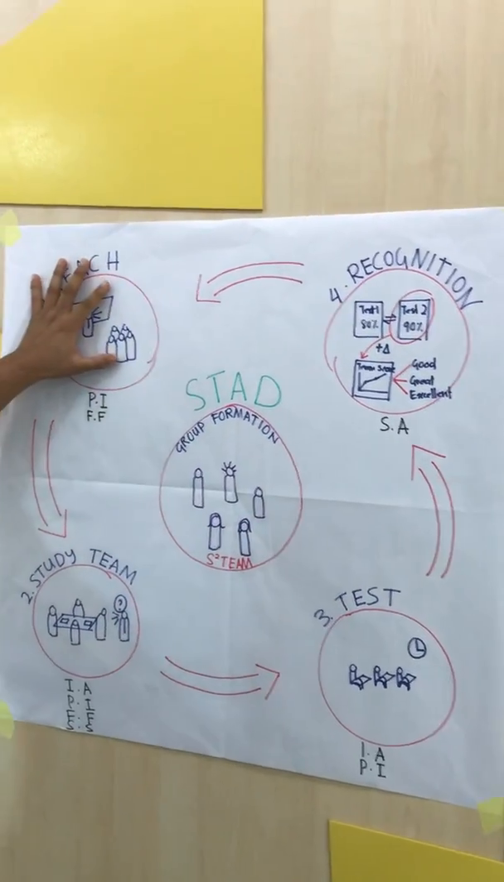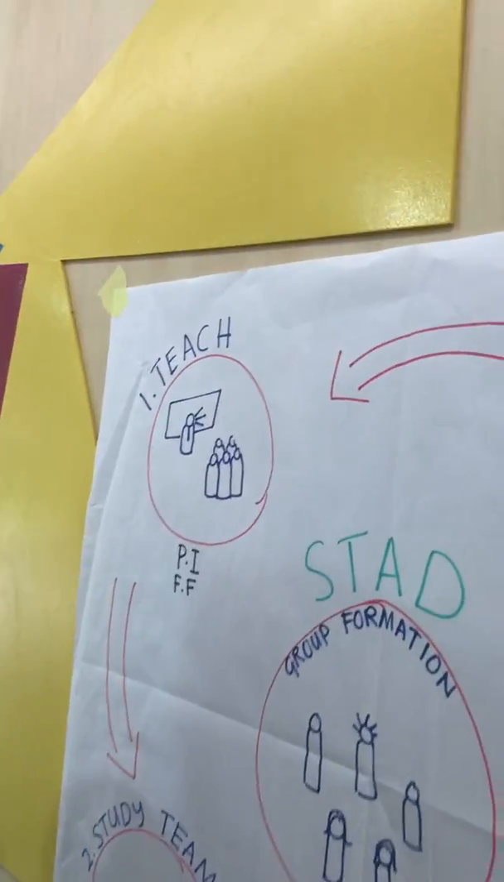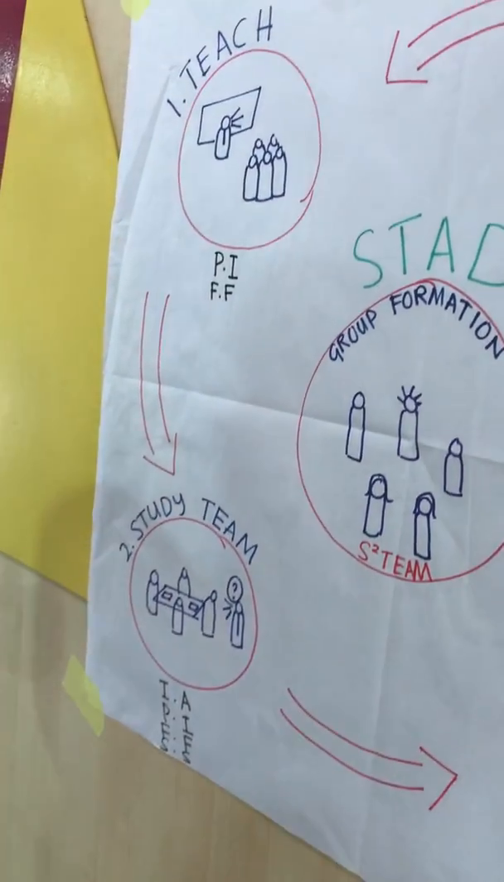So the first step is we have to teach the students what the material is and what depth we are expecting from them. So it is mainly on the instructor's side, to teach them the standard that we want them to achieve. And then they will have to go for study teams.